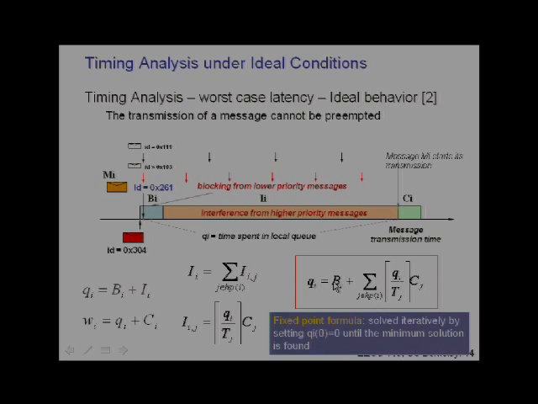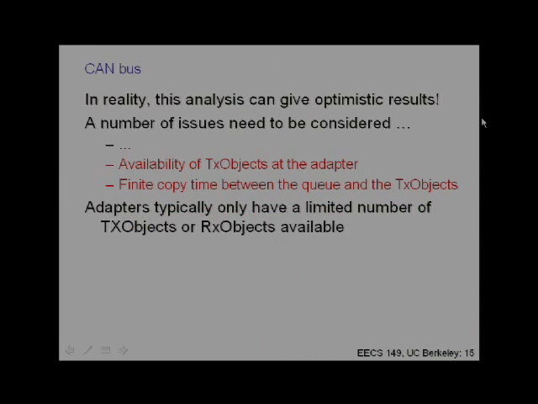So that's a classic approach to do worst case response time. I have a bunch of papers at the end of this presentation, and this is the reference to the corresponding paper which talks about this analysis. But this is only under ideal conditions. So in a real implementation of a CAN bus, there's a whole bunch of practical issues. One of these issues we look at is the availability of buffer spaces, which are called TX objects, on the CAN adapter. Okay?